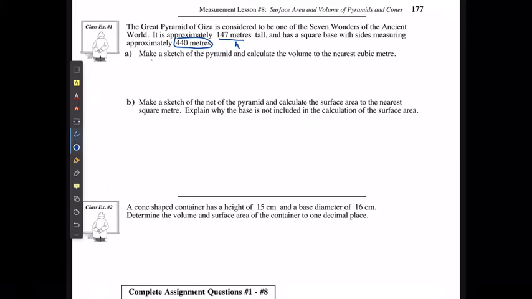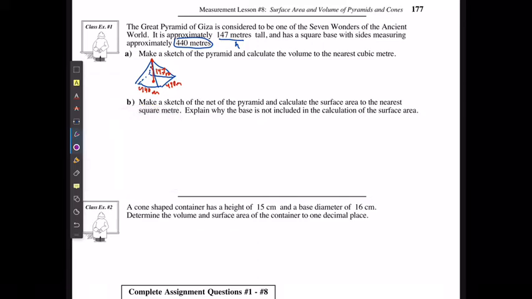Well, if I'm doing a little sketch of this, it doesn't have to be exact, then I know that I'm going to have a vertical height from the peak to the bottom of 147, and I know on the base this is going to be 440 meters by 440 meters because I have a square base.